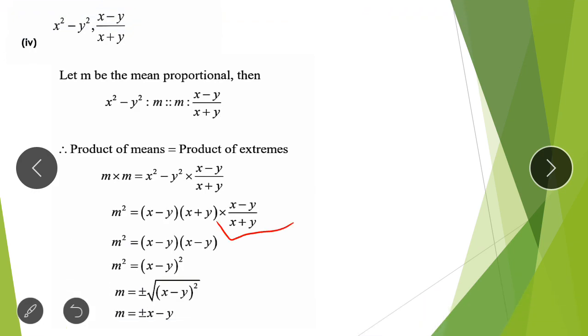You can see x plus y and x plus y are cancelled here, and you will get x minus y and x minus y here. So here it will be a whole square because it is written two times. So by taking the square root, we can get the value of the mean proportional. Here it is a must to use a round bracket, because the plus minus sign is with both values here.